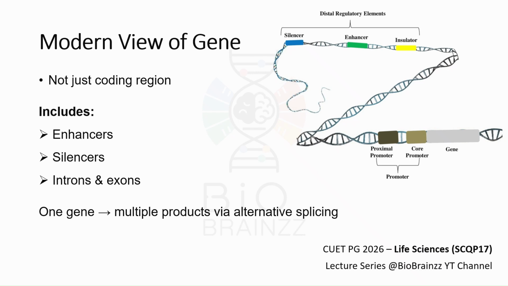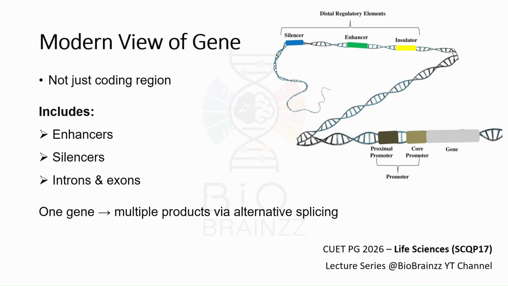It contains enhancers, which increase the level of transcription, and silencers, which reduce or shut down gene expression. It also includes introns and exons. Exons are the sequences that remain in the matured mRNA, while introns are removed during RNA splicing. Another very important concept is that one gene can produce multiple products through a process called alternative splicing. Depending on how the exons are joined, different protein isoforms can be formed from the same gene.